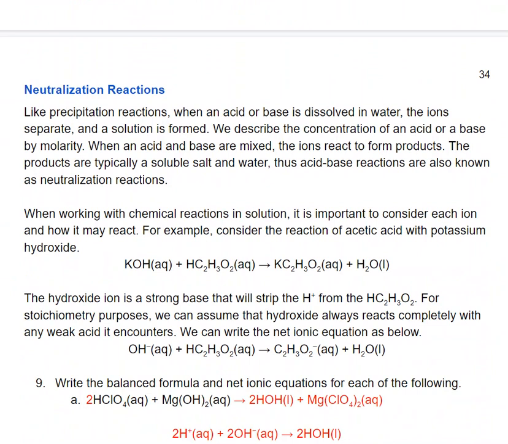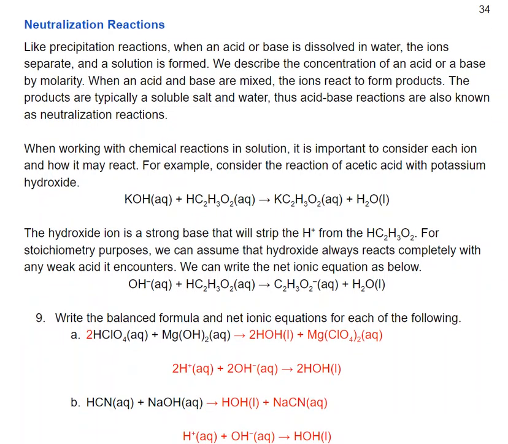Now, neutralization reactions can also be written as a net ionic equation, but it's always going to be in the formation of water. So the products are simply going to be soluble salt and water, and that means that they're going to be neutralization reactions. So we want to consider how each ion is going to react.